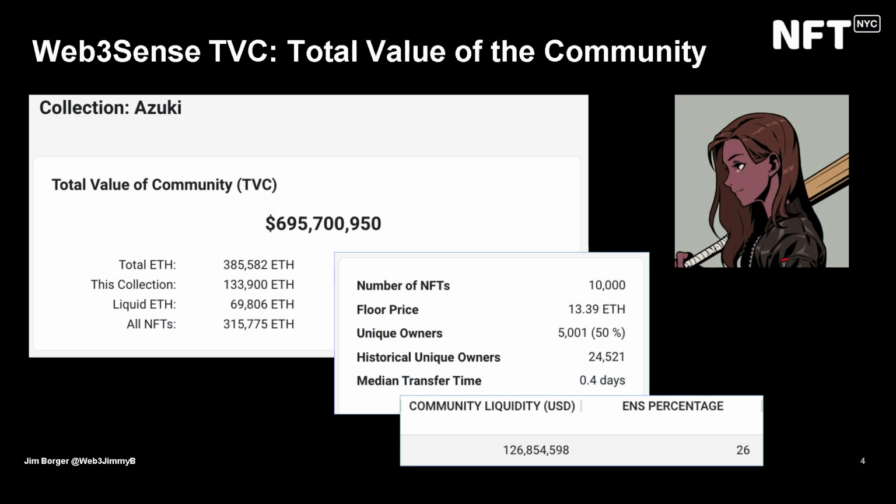And I'm happy to report that, since we took this snapshot, a couple things have happened. The floor price of Azuki is up to 14.7, and the spot price of Ethereum has gone from 1,600 to 2,100 today, right? It's up 3.5% for the last 24 hours, which is nice. So that number is actually over 800 million.